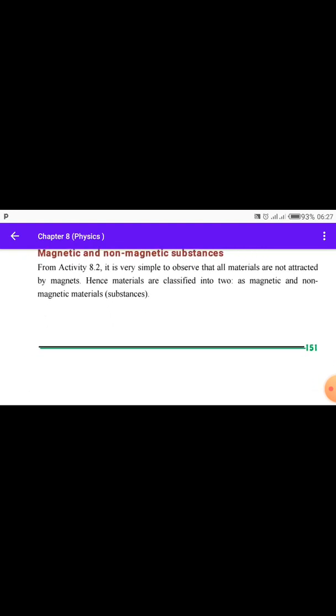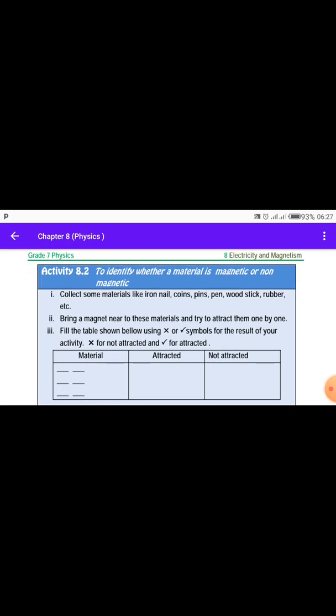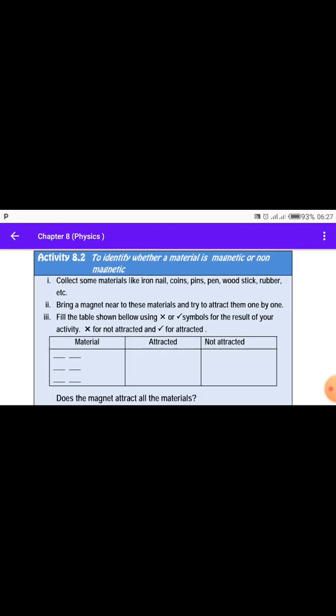Collect some material like iron, nickel, coins, nail, pins, pen, wood, steel, wood stick and rubber. It is in this, collected the material and bring a material near to this material and try to attract the one by one. ስለዚህ ወደ ማግኔት ብናስጠጋው እነዚህን ነገሮች አትራክት ያደርጋል ወይስ አያደርግም ነው። ይህንን በአክቲቪቲ የምናይ ነው ማለት ነው የሚሆነው። ስለዚህ አሁን ግን ኮንሰፕቹዋል የሆኑ ነገሮችን እያየን ስለሆነ የትኛው ማግኔት ይስባል የትኛው ማግኔት አይስብም የሚለውን አትራክትድ ኤንድ ነን አትራክትድ የሚለውን ነው የምናየው ማለት ነው። ስለዚህ አትራክት ያደርጋል ወይ አይረንን አትራክት ያደርጋል?